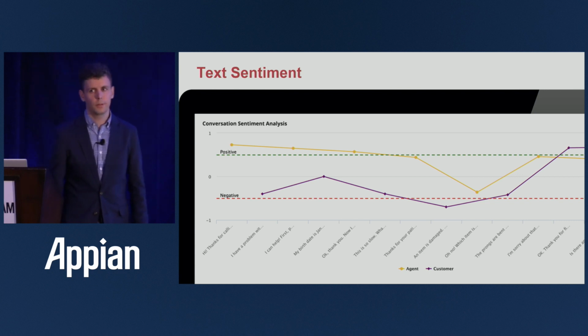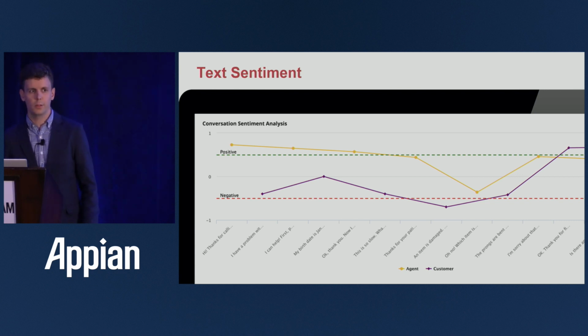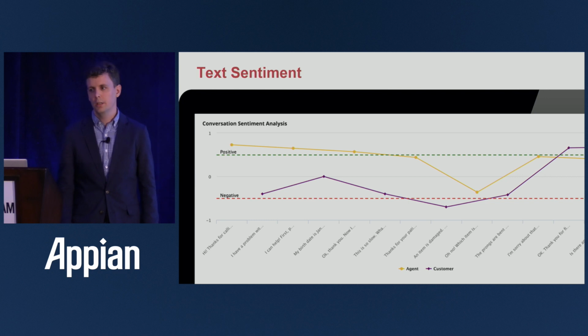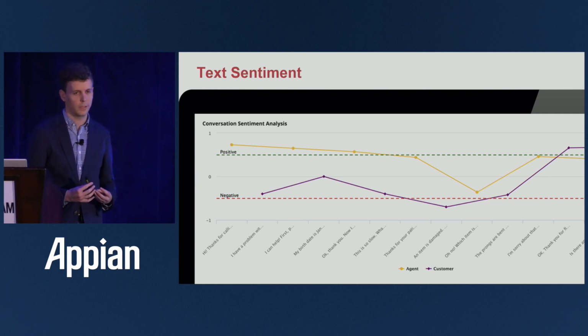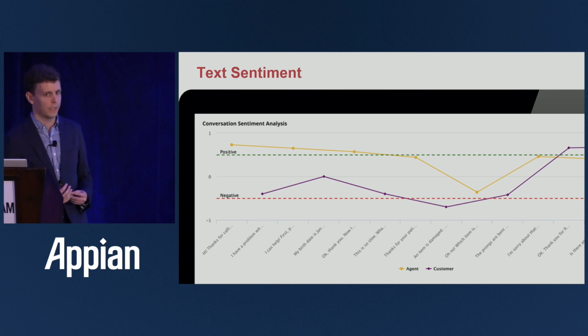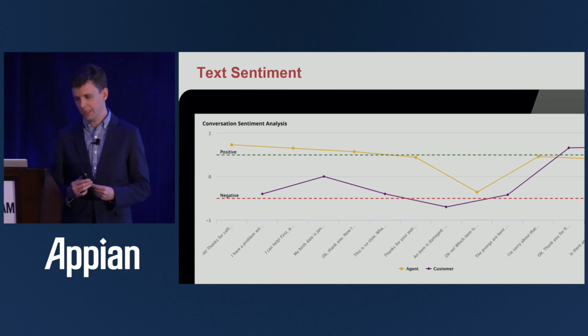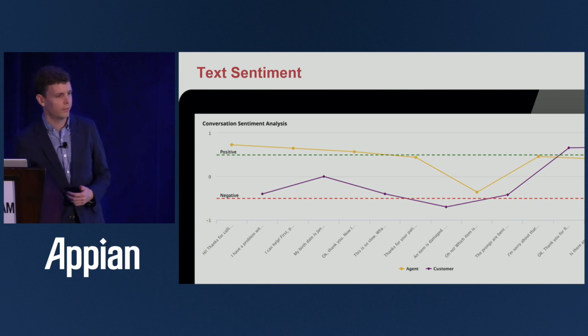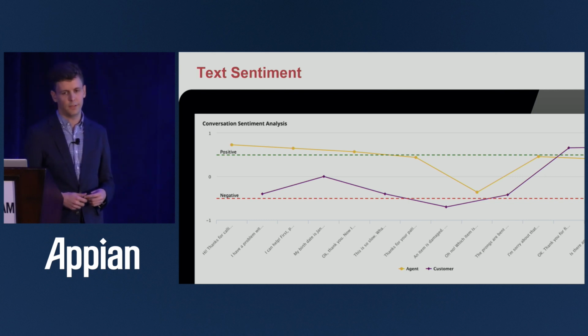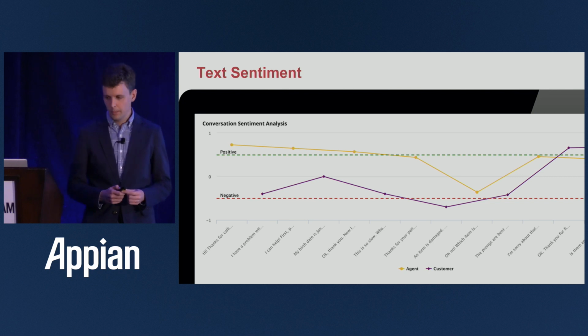For Appian Cloud customers in 18.2, you'll have access to text sentiment anywhere you use Appian expressions. No account needed, with no third-party integration. It's just part of the Appian platform, ready to go. And that can be used in processes, in record types, interfaces, anywhere you use an Appian expression.